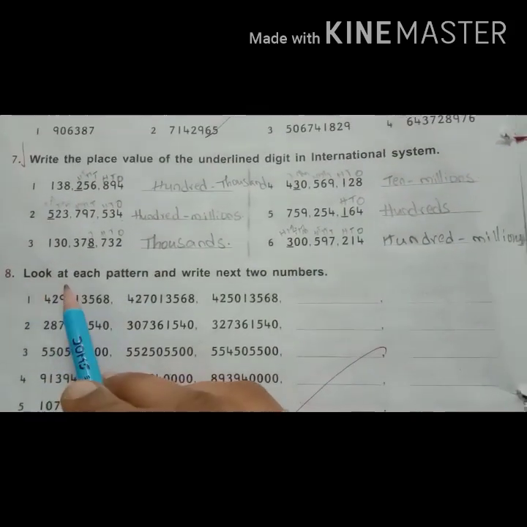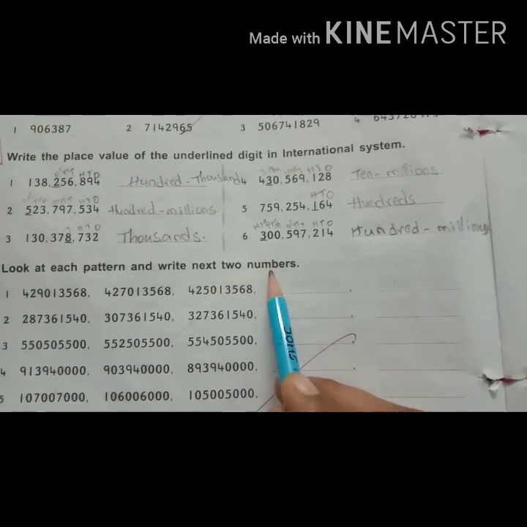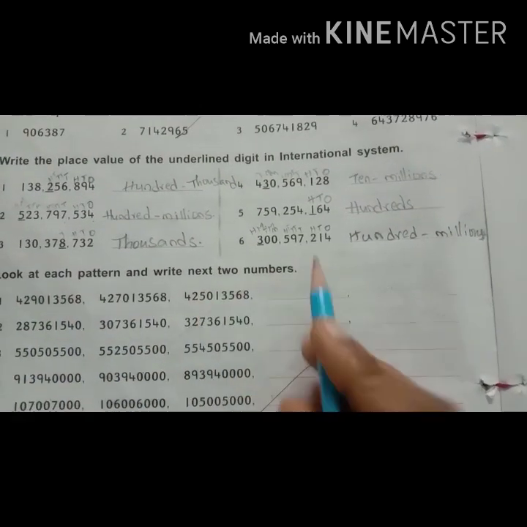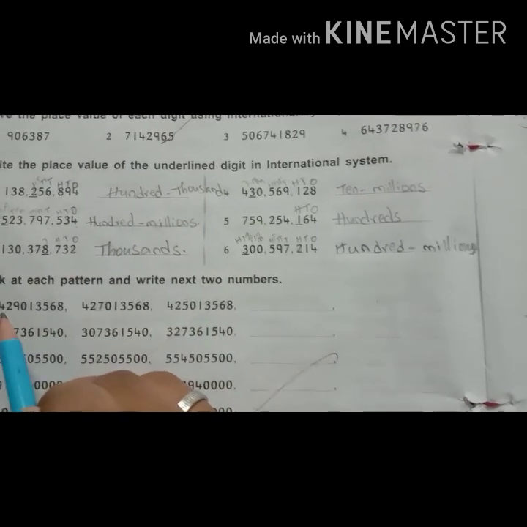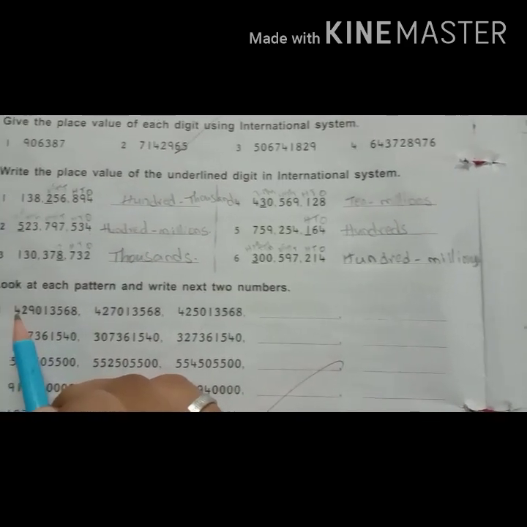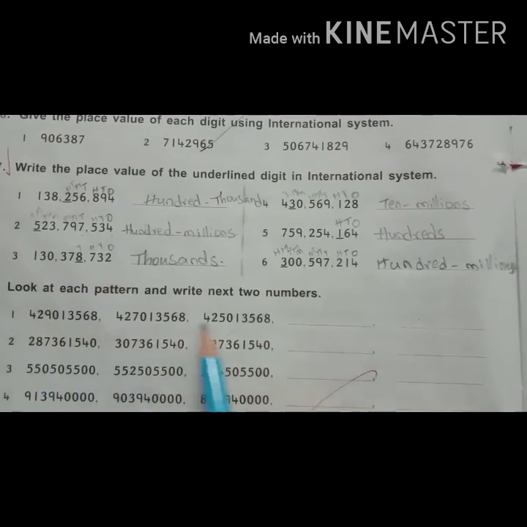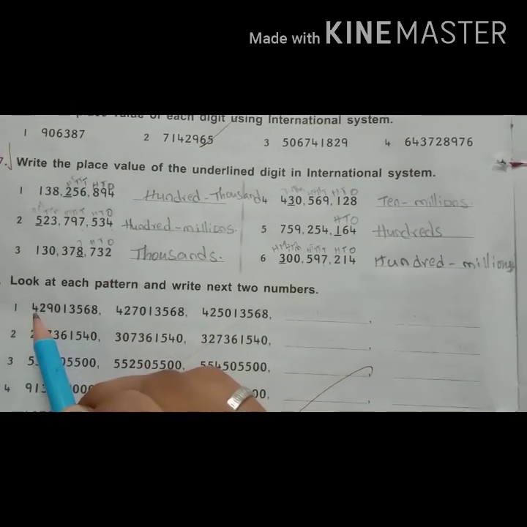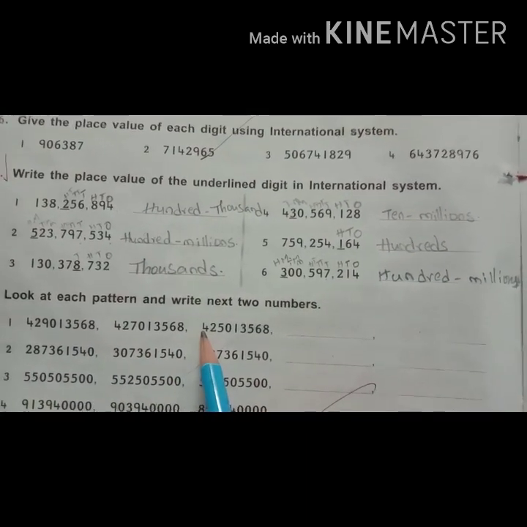Did you understand? See the 8th one. Look at each pattern and write the next two numbers. Here we have to see the pattern and write the two numbers here. Okay. First see the number here. What is the first one? 4. First we have to see what the common numbers are here. Here 4. Here also 4. Here also 4.